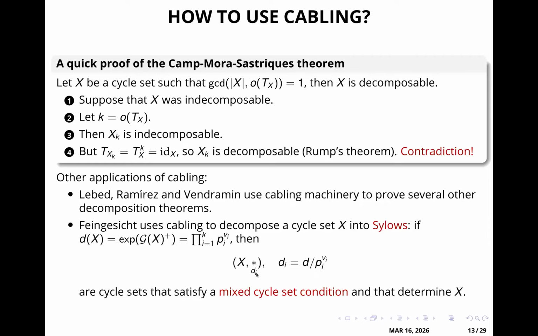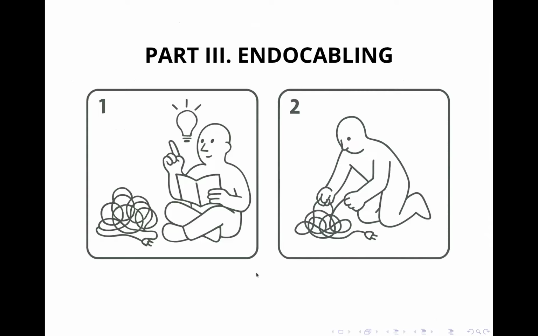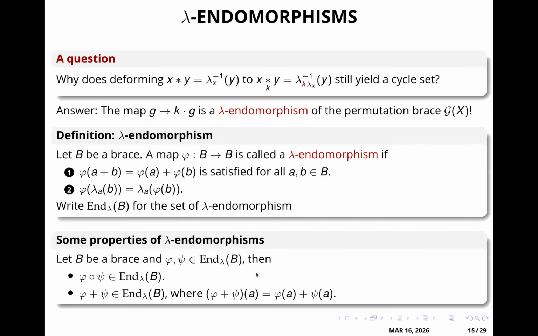So now the question is, what is behind k-cabling? And can we actually generalize this to prove even more nice stuff? This question gives rise to the concept of endocabling. We have already seen that the additive group of a cycle set is actually a module over the multiplicative group.